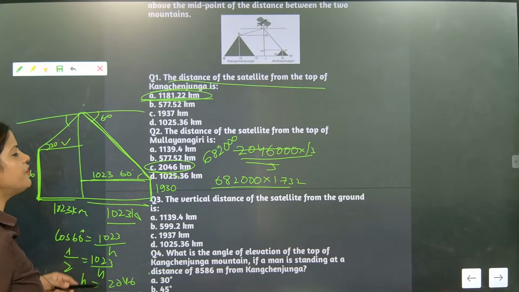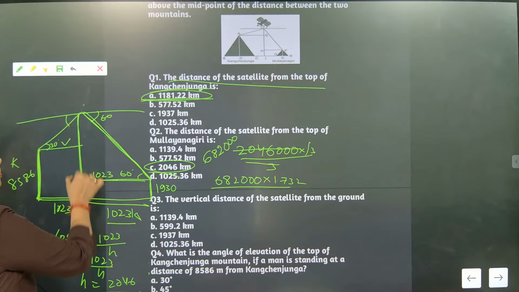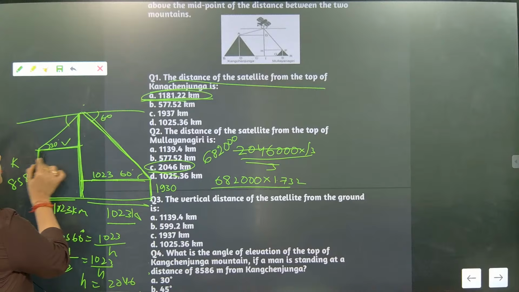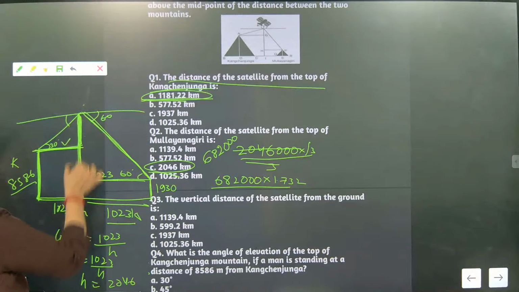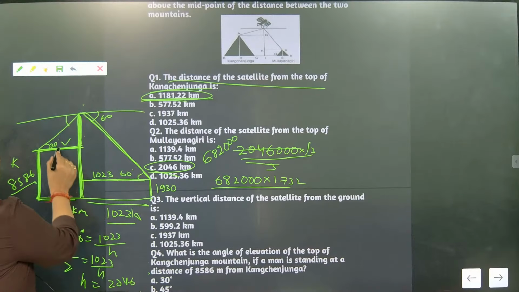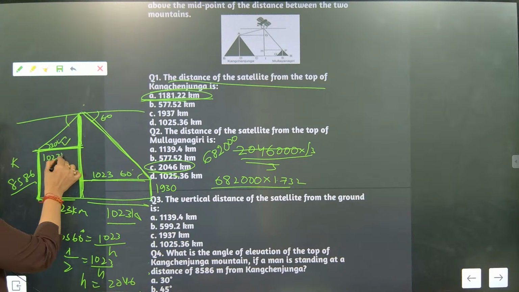Now third question, the vertical distance of satellite from the ground. That is total distance. Now this they are asking. See, this distance is how much here? 8586. If we find this distance, we will get the distance of the satellite. So this is already 30 degree given. This is given as 1023 kilometer.